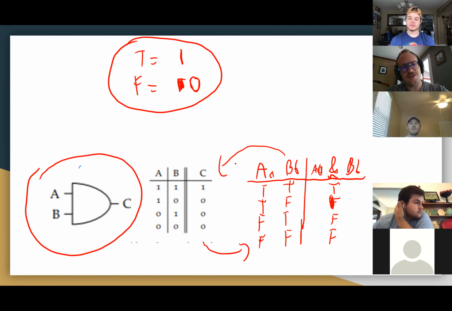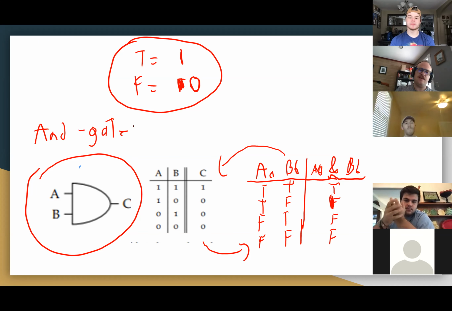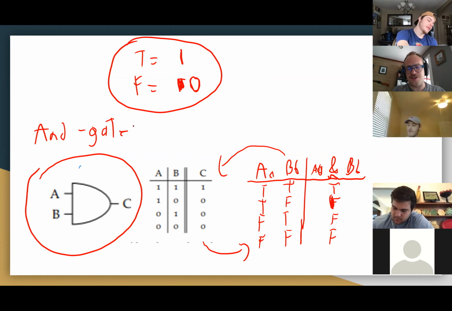So this logic gate's called an AND gate. It's called an AND gate because it gives an output of 1 only when both inputs are 1. So it's similar to the truth functioning of the AND conjunction in English language.